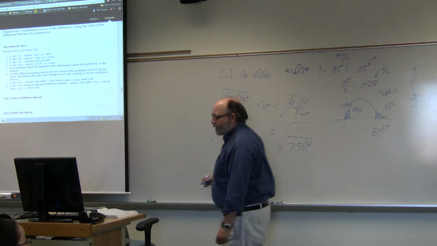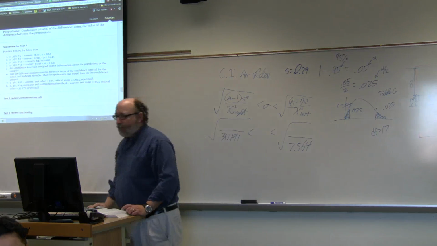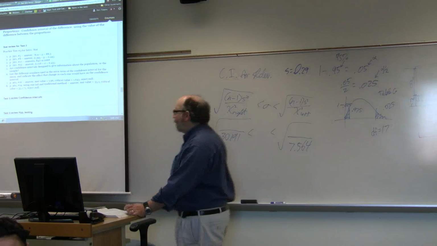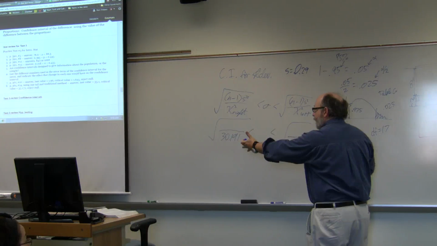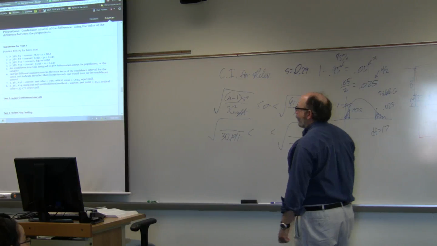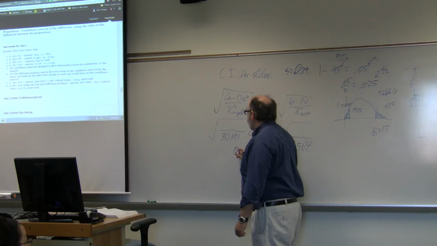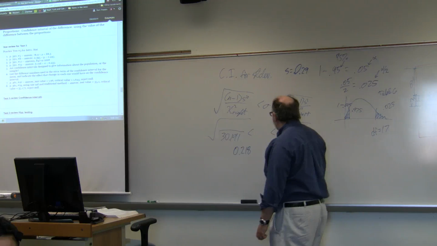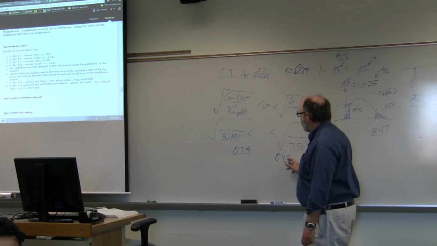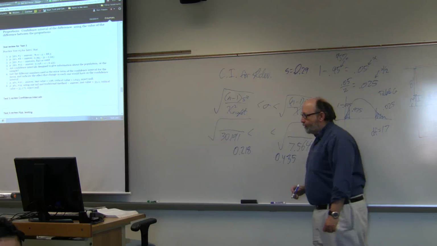So if the sample standard deviation is 0.29, the numbers we come up with down here, one of them is less than that, one of them is greater than that. So this is 0.218. This is 0.435. Okay.